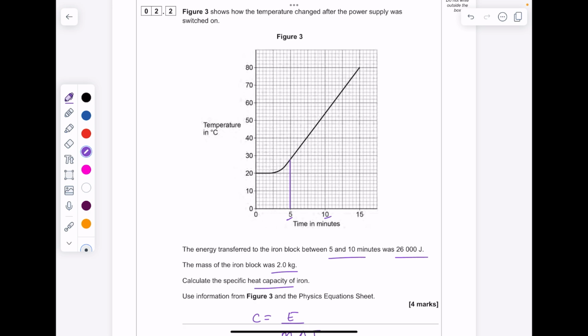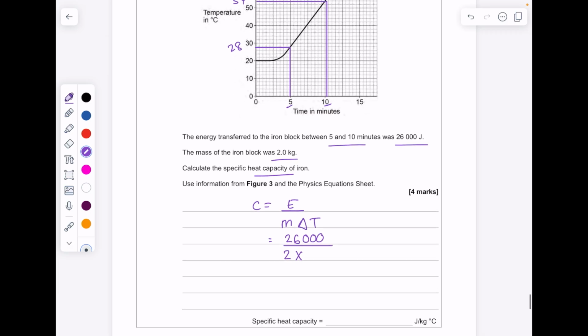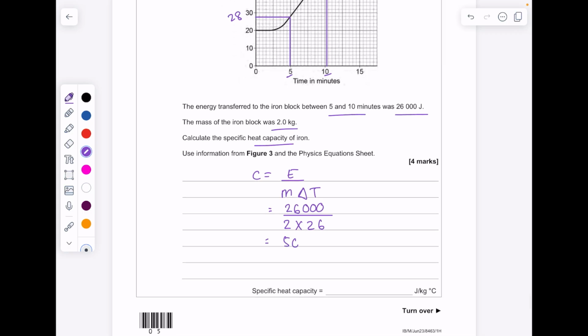So you need to use your graph here. There's 5 to 10 minutes. Read across nice and carefully. So that's 54 degrees Celsius, 28 degrees Celsius, giving us a temperature change. So the difference between those two numbers is 26. Pop that into your calculator and you'll get a specific heat capacity of 500.